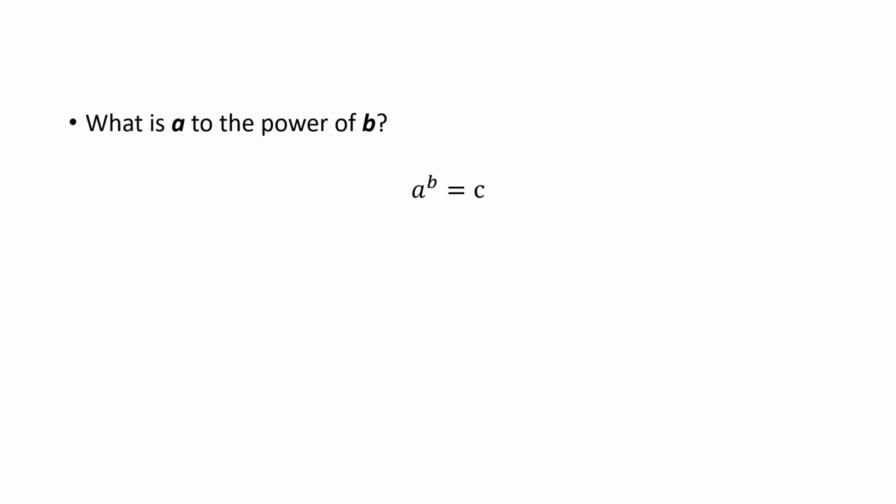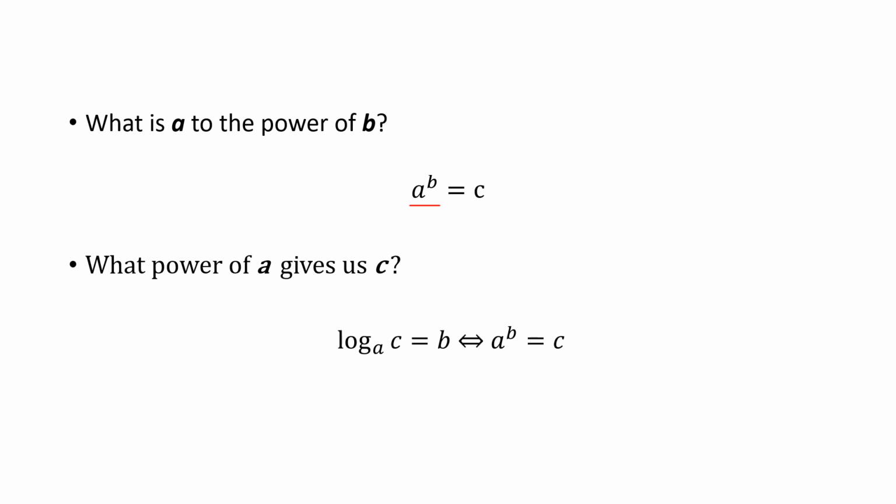In general, we write a to the power of b as c. And similarly, what power of a gives us c? Well, we denote that as log base a of c. And so what log base a of c represents is the power, or the exponent, of a to get c. And we sometimes say that logarithm is the inverse of exponents.